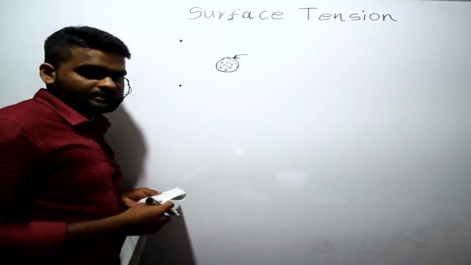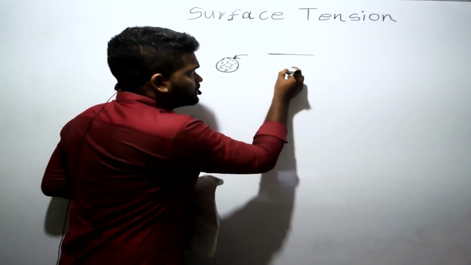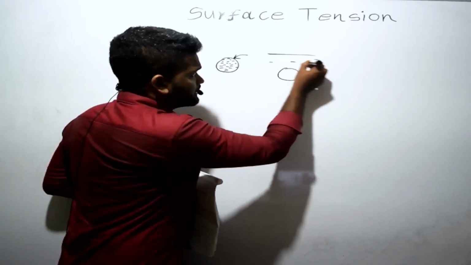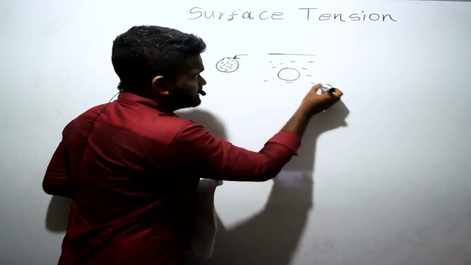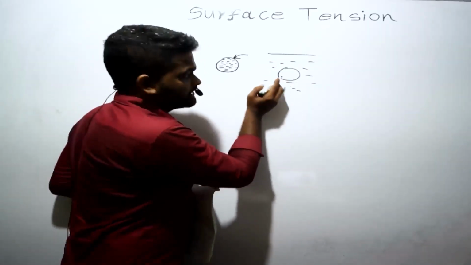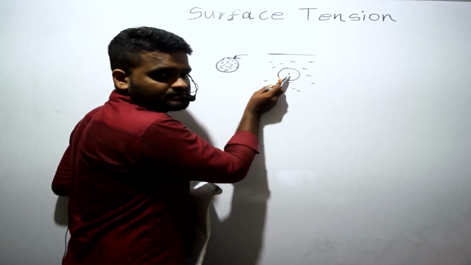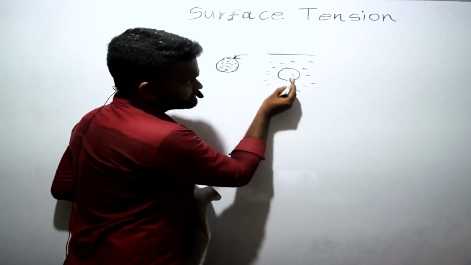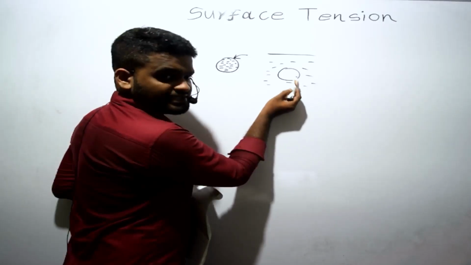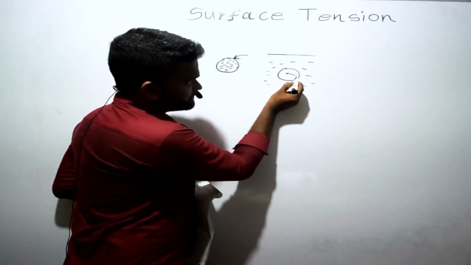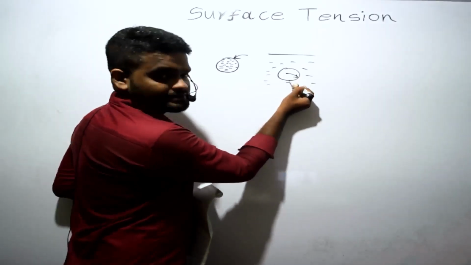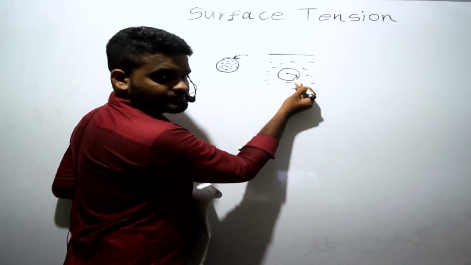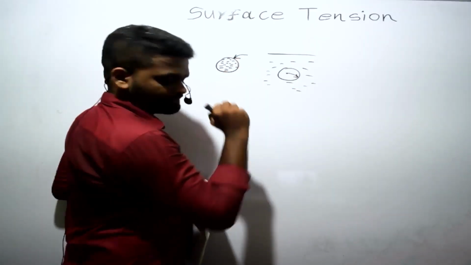Then another one. There's liquid outside. This is an air bubble, so inside it is air. How many free surfaces are there where the medium changes? Only this one, only this surface. Understood? One free surface.